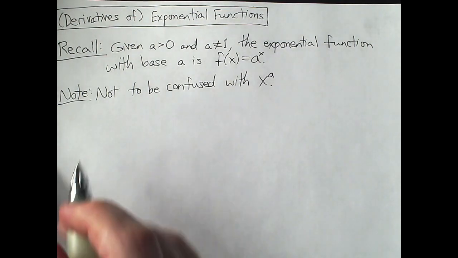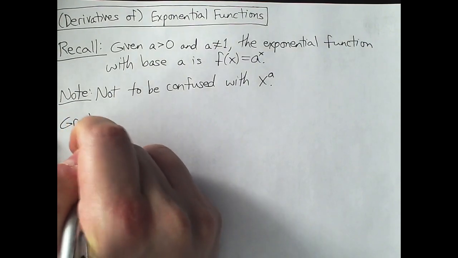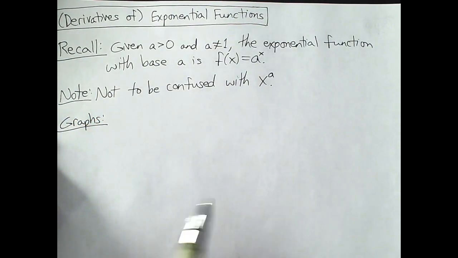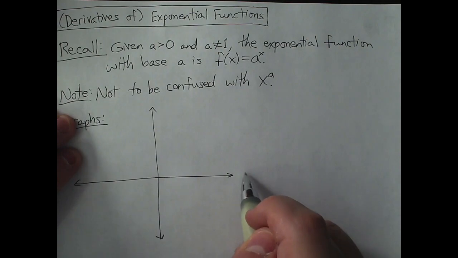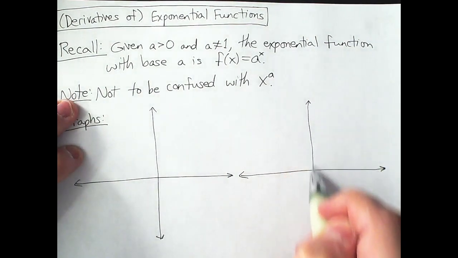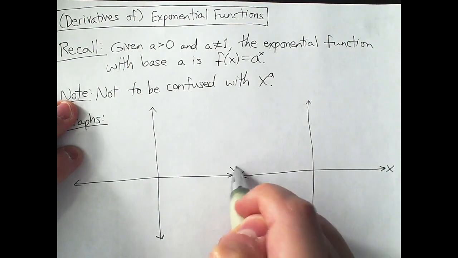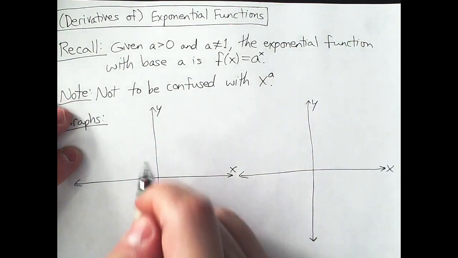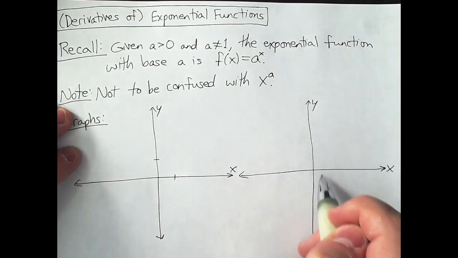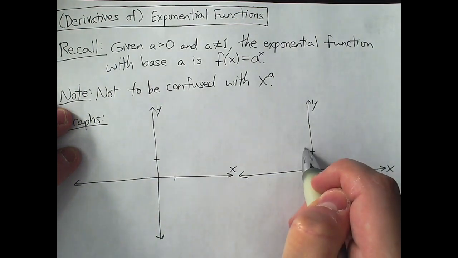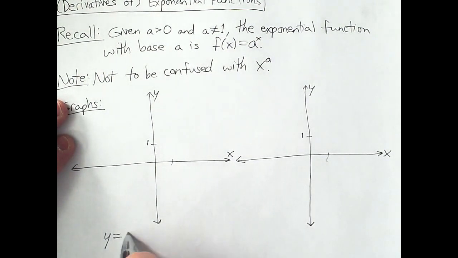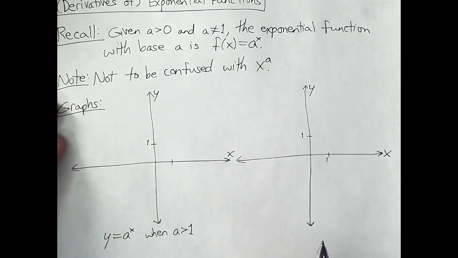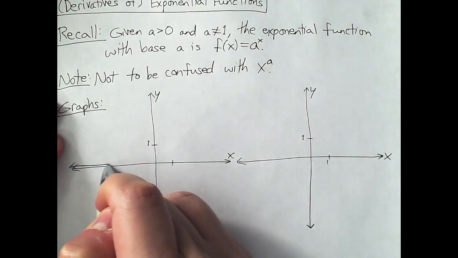So let's remember what the graphs of exponential functions look like. When you first learned about exponential functions, you probably saw that the graphs can be thought of as two different cases. So let's draw two different pictures here. This is just a quick review. We could set up the scale like this. And the first case is the exponential function a to the x when a is greater than 1. And those graphs tend to look something like this.